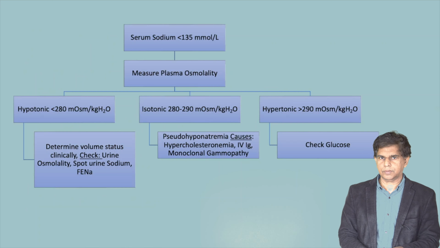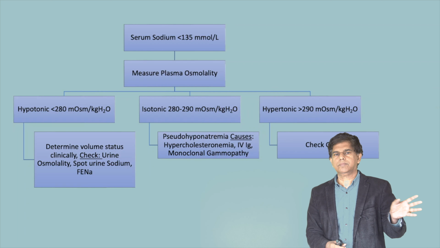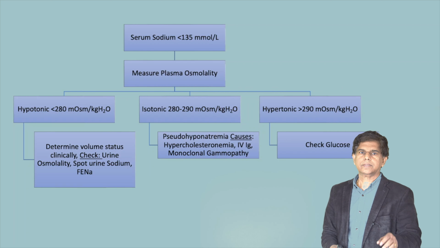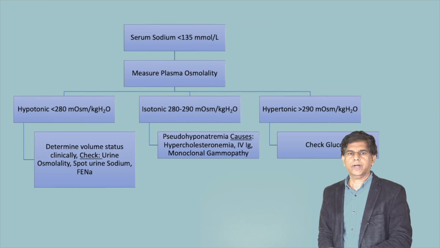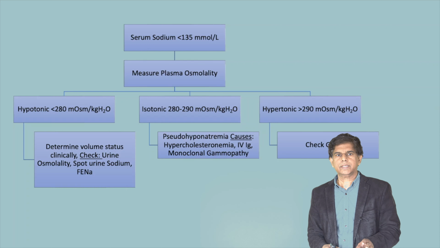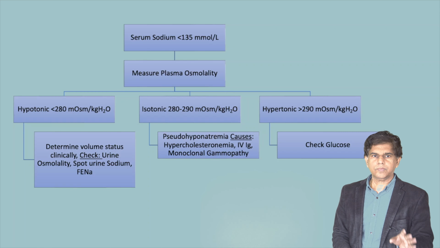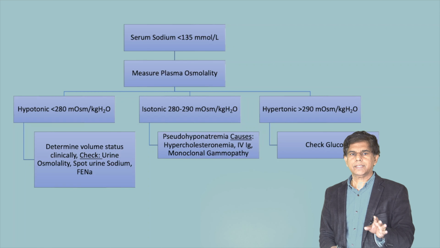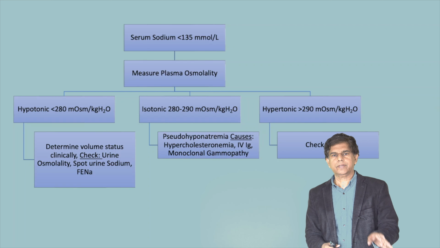All of those kinds of things come into play. So let's look at some flow diagrams right here. Serum sodium less than 135. You measure the plasma osmolarity, right? And then if hypotonic, determine the volume status, check urine osmolarity, spot urine sodium, and FeNa.